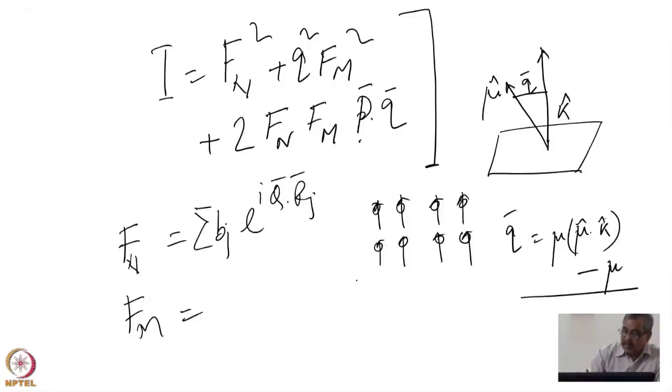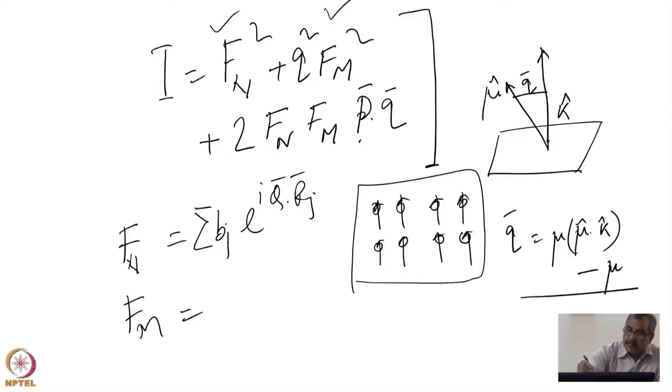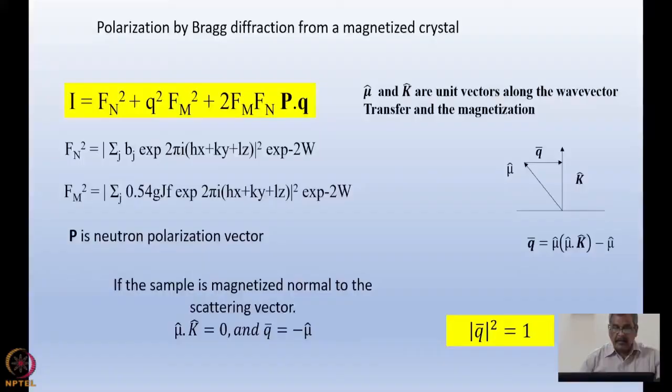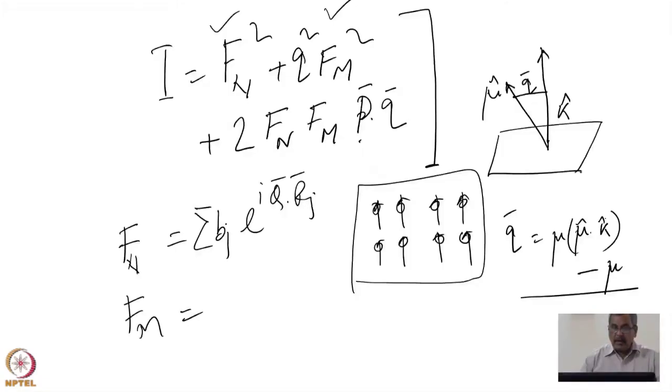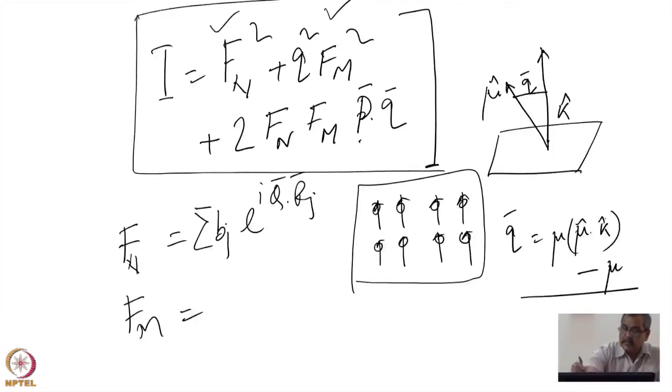So this is the nuclear term, this is the magnetic term, and this is the interference term, where P is the polarization of the neutron and Q is the vector which I defined just now. So this is the expression of Bragg intensity coming from a certain plane of a crystal with magnetic moment at the sites. When we write this, we can see now Q is this.